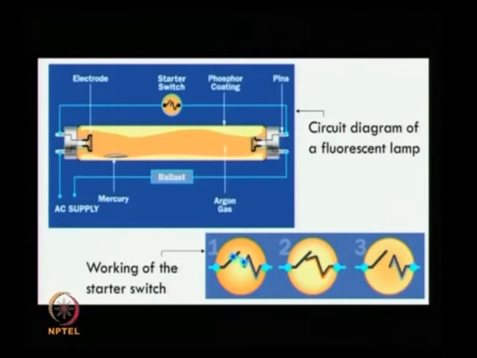The electrons from the arc excite vaporized mercury atoms, releasing ultraviolet photons. These photons excite phosphor atoms, emitting visible light.